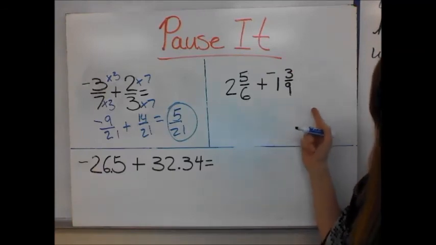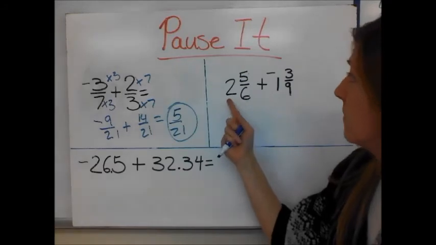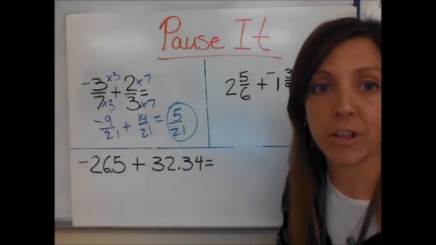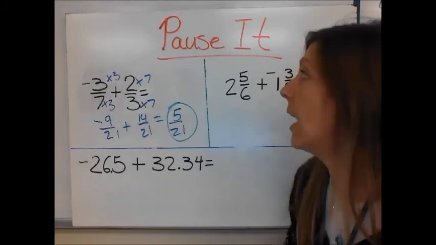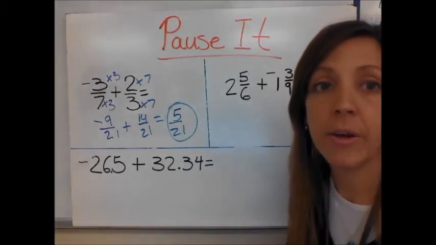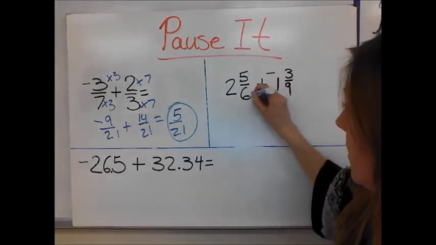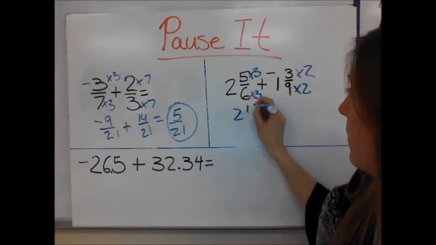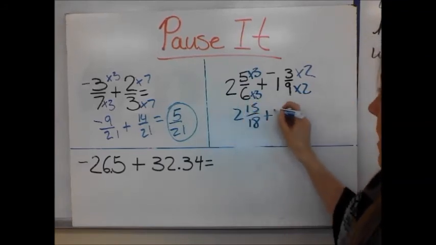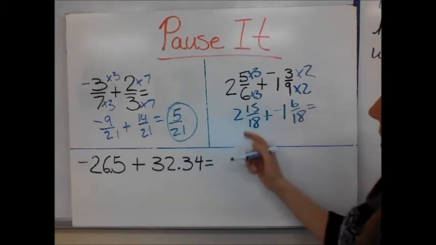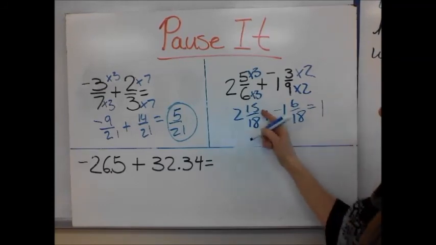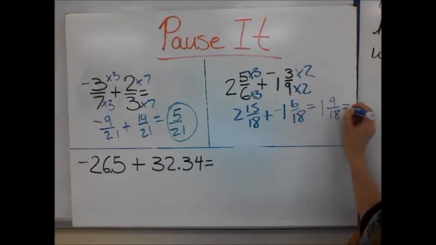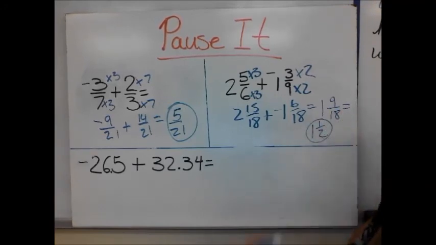Let's move to the next one. 2 and 5 sixths plus a negative 1 and 3 ninths. Now, I'm looking at them, and I know that 2 minus 1 is positive 1. I have to get a like denominator before I can even compare to see if my fraction is going to be a bigger negative or a bigger positive. So 6 and 9, I know the least common multiple of those two numbers is 18. 6 times 3, I have to do the same to my numerator. 9 times 2, I do the same to my numerator. I end up with 2 and 15 18ths plus negative 1 and 6 18ths. 2 plus negative 1 is 1, and 15 plus a negative 6 is 9. 1 and 1/2 is what this reduces to.